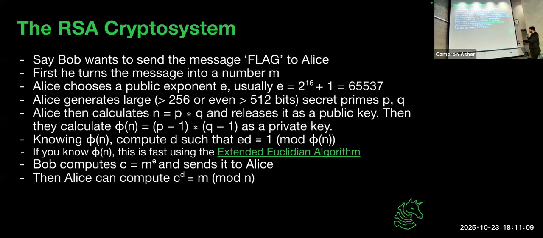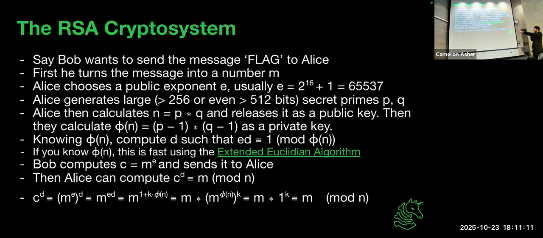And if we just write out why this works, c to the d will be m to the e to the d. That's going to be m to the ed, which is m to the 1 plus something times phi n, since ed minus 1 is divisible by phi n. So that will be m times m to the phi n to the k, which is just m mod n. So Bob can encrypt it, and Alice can decrypt it, but no one else. If anyone else eavesdropped on the message, they can't decrypt it because they don't know how to factor n.